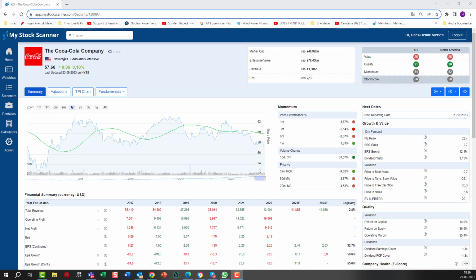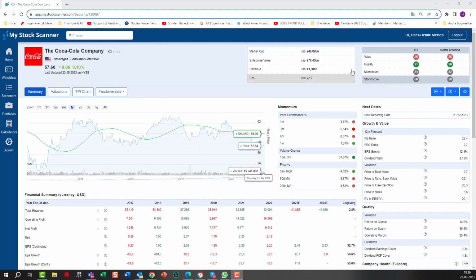Some of you might say it might be because Warren Buffett has a lot of it, and Warren Buffett is a value investor. So let's see if Warren Buffett's Coca Cola stock is actually good value, or if he, at least in our system here, should look for something else.